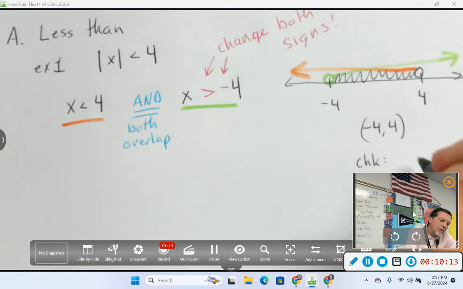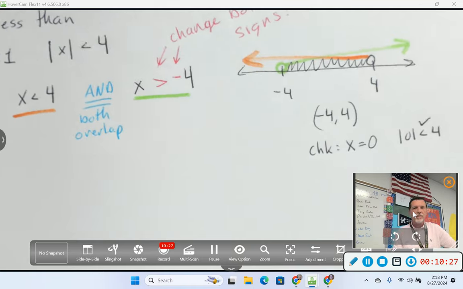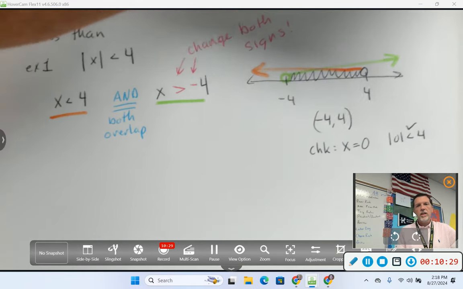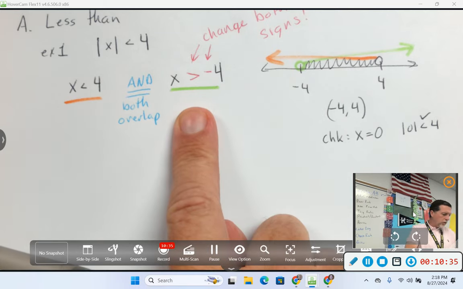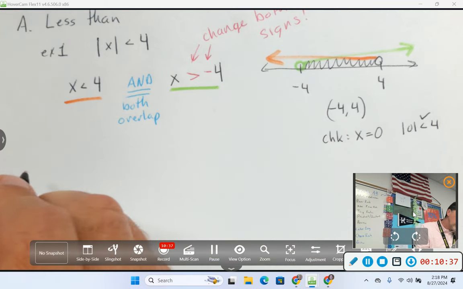Not really necessary to check this one, but what's a number that's nice between negative 4 and 4? I'd go with 0. So absolute value of 0 is less than 4. Yes. Less than leads to "and", and the split up works pretty similar to the split for equations.